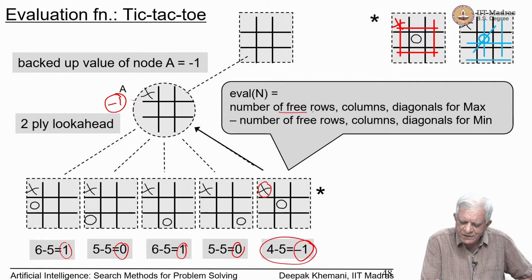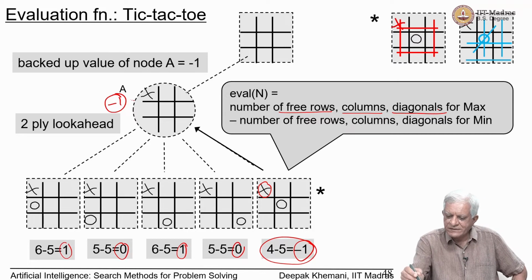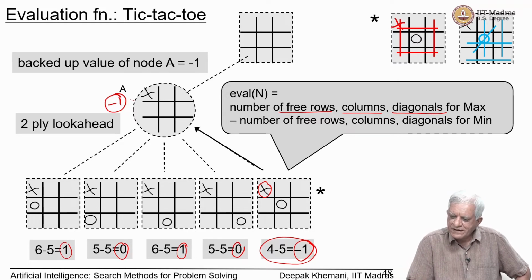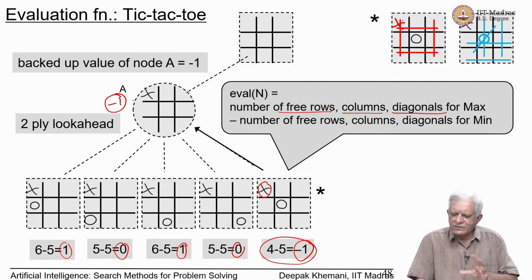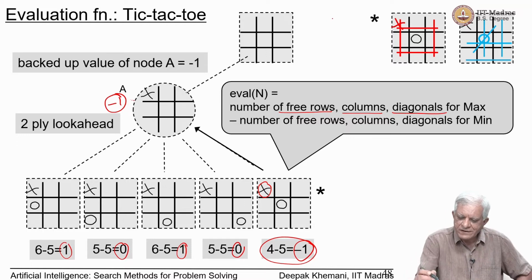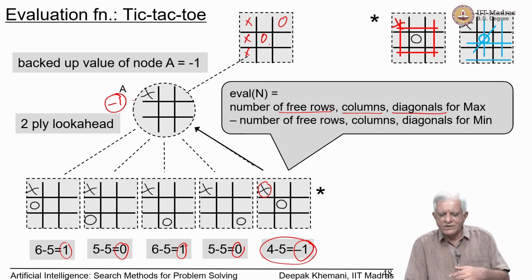So, you count the number of free rows, free columns and free diagonals for max. How many are there? If you see the figure with the red lines on the top, then max can complete the first column. So, if you know the rules of the game, if max could have finished this somehow, let us say min played foolishly and min played this, then max has won the game.